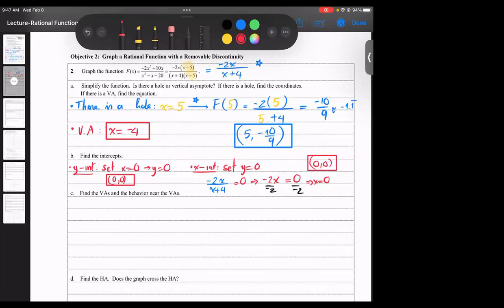Find the VAs. Well, we found it in part A, right? So we know that x equals -4. You have to remember the behavior. I have to consider what happens from the left and from the right of the asymptote value, right? So I only have one value here. So what I'm going to do is put the -4 down. I need two of them because this is -4 from the left and then -4 from the right.